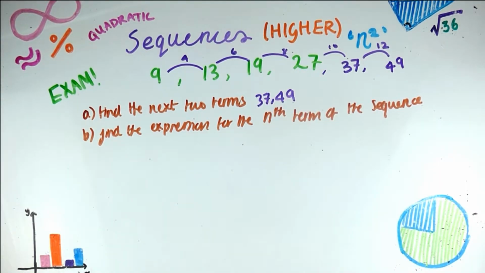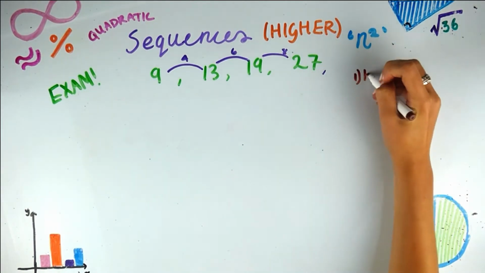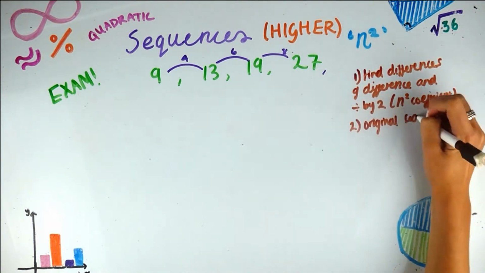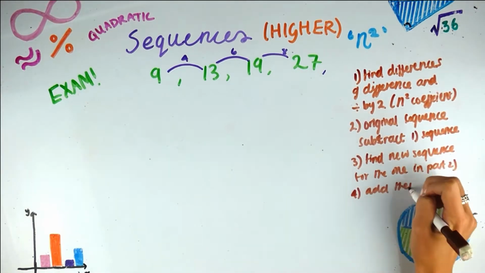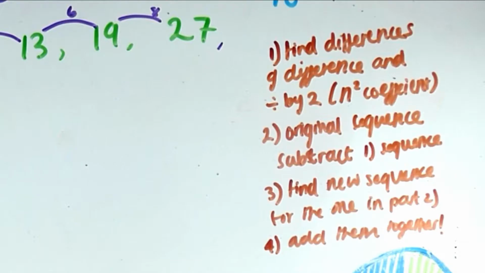However, finding the nth term of the sequence becomes a bit harder. So I'm going to write out the steps we do, and then we're going to go through it. Okay, so these are the steps written a bit messily, so we're going to follow them once and then do a bit of practice, and then it should just be fine.